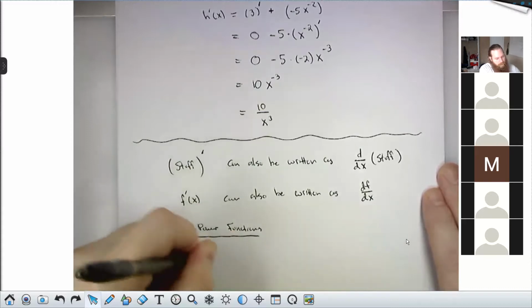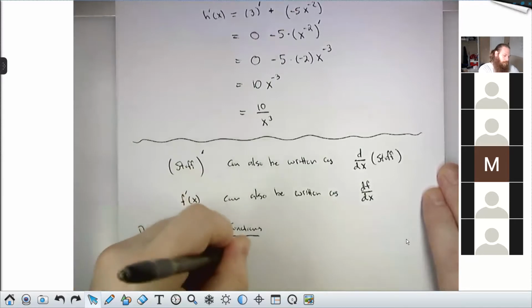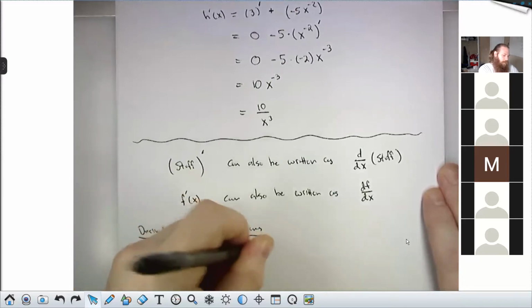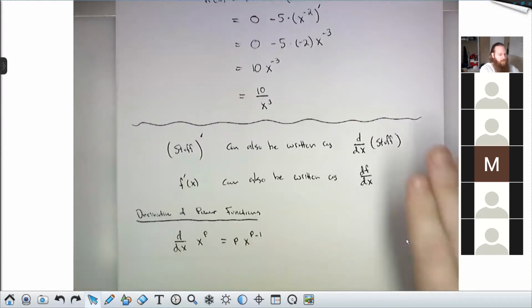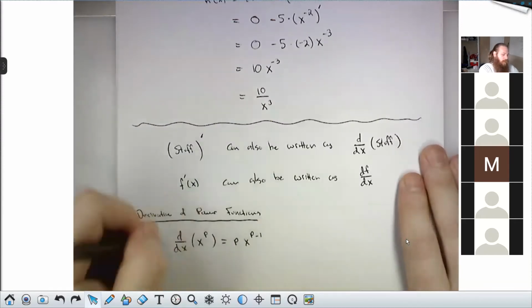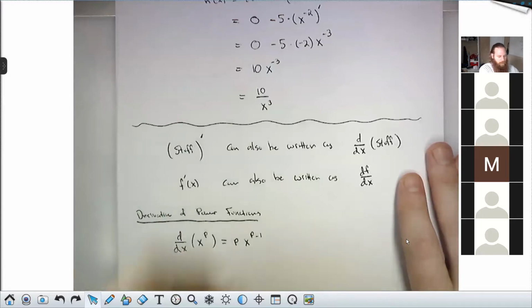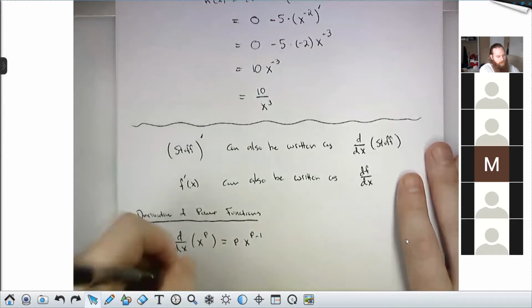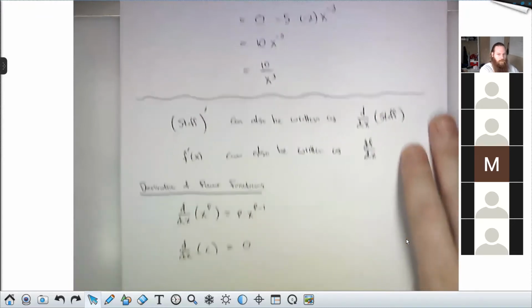We discovered that d dx of x to the p is p times x to the p minus 1. This is the same thing that we said earlier, right? d dx, the derivative of x to the p, which is the same thing as saying I want to prime x to the p, is p times x to the p minus 1. We discovered that the derivative of a constant function is always 0.